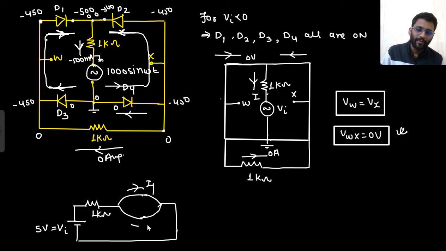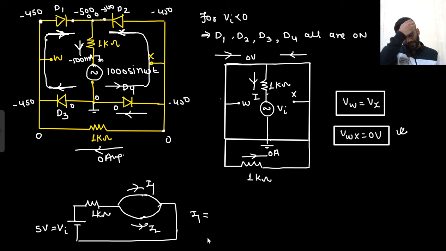Can you tell me the values? Look, this is grounded. So 0 will come here, 0 will be here. So from here I am having 5 milliampere current. Now you will say that, sir, short circuit path is there, so the same current will flow. So I1 will also have 5 milliampere and I2 will also have 5 milliampere.